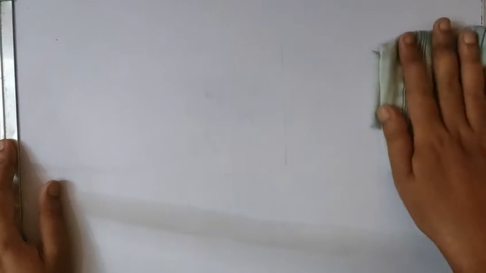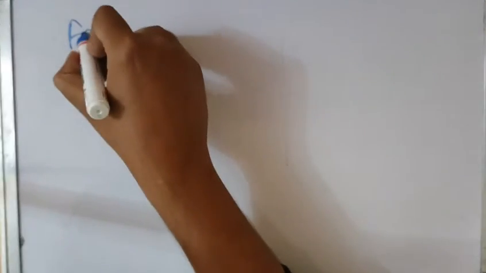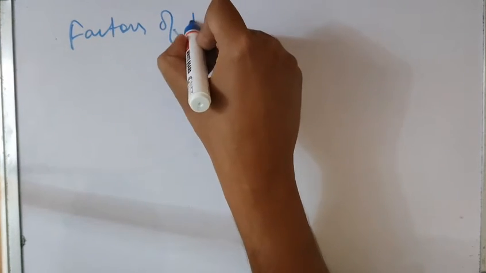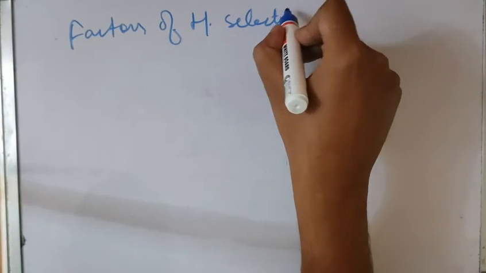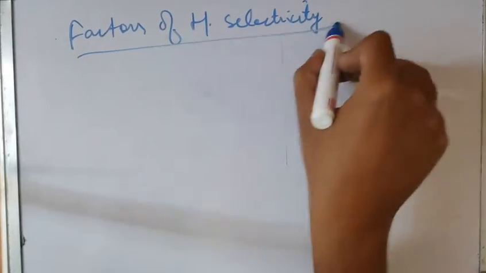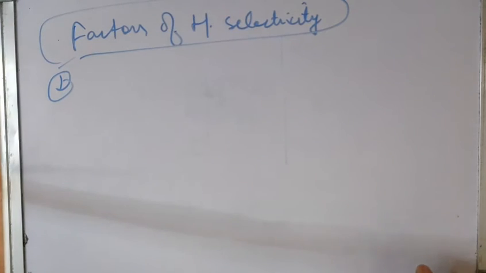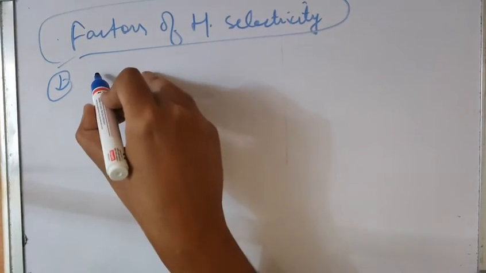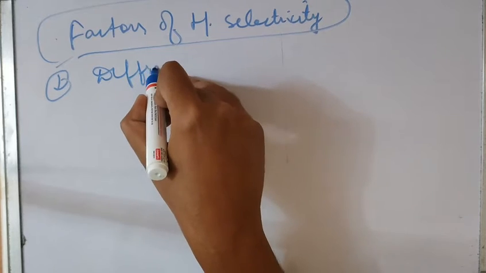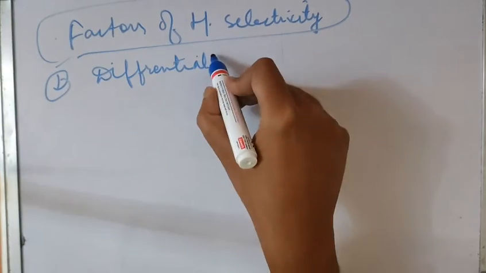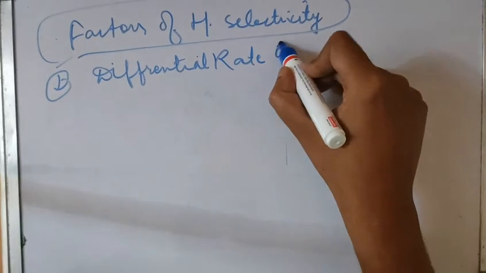Now moving on, factors of herbicide selectivity. What are the common factors of herbicide selectivity? So we'll give the title here: Factors of herbicide selectivity. How herbicides select some certain weeds and not other crops. There are some reasons. First of all is differential rate of absorption.